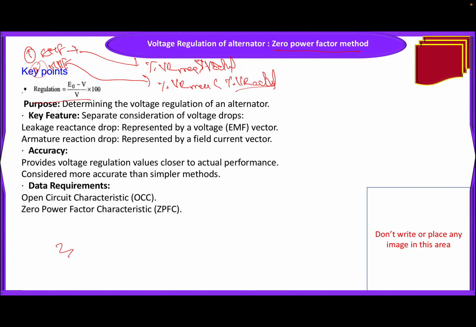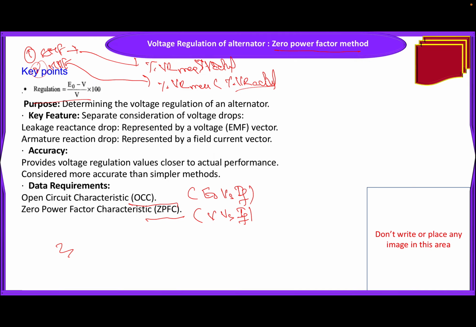Here we'll discuss the steps of the zero power factor method. For this, we require the open circuit characteristics as well as the zero power factor characteristics. Open circuit characteristics are drawn between E naught versus IF. ZPF characteristics are drawn between V versus IF. We will draw both characteristics from the given readings.